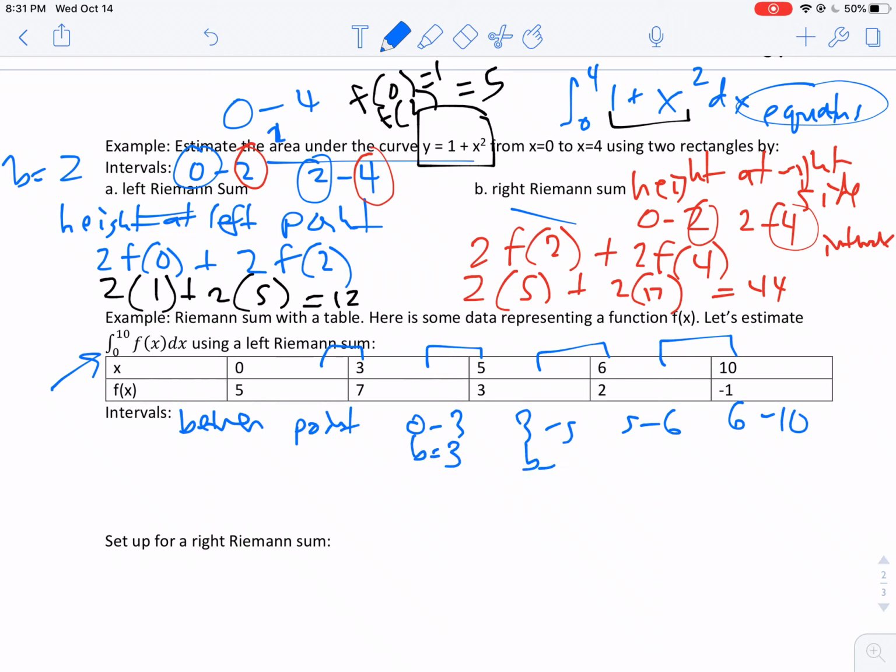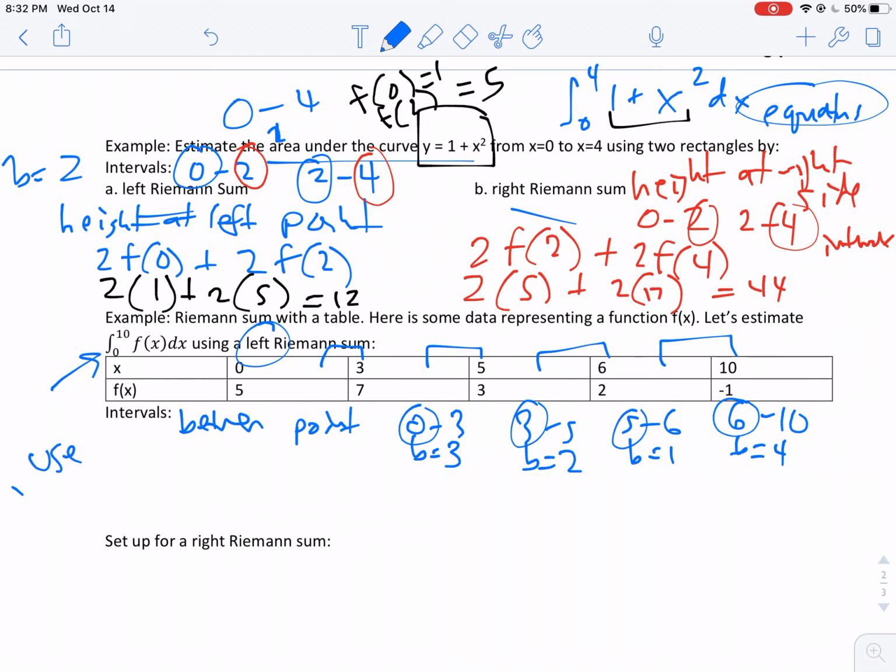Now, one thing you're going to see within these intervals is that the bases change, right? This one has a base of 3. This one has a base of 2. This one has a base of 1, but this one has a base of 4. But don't let that scare you off. It's still the same thing. We have different bases, sure, but if we're using a left Riemann sum, we're still using the height at the left endpoint of each of those.